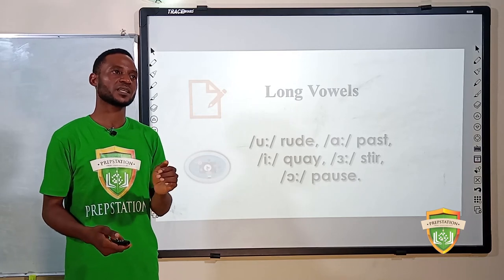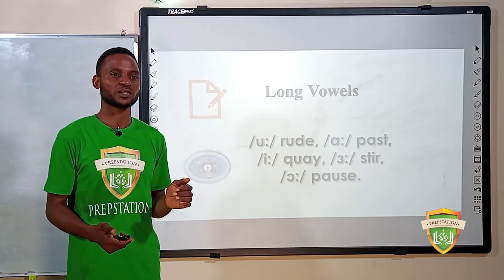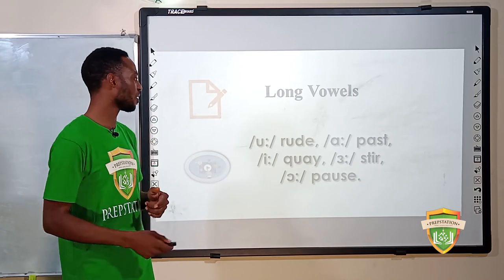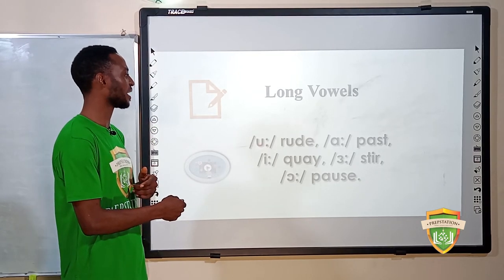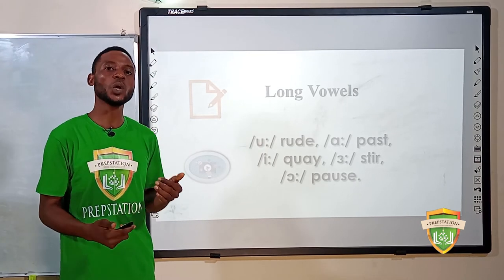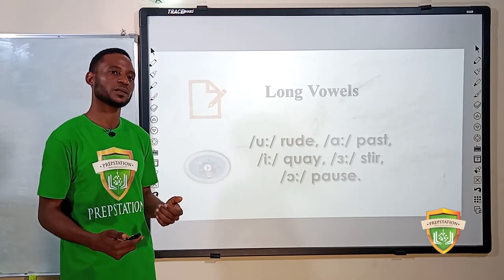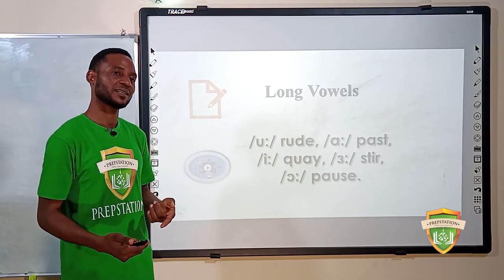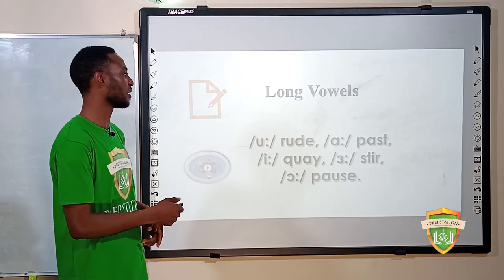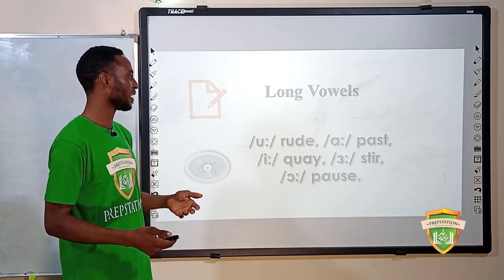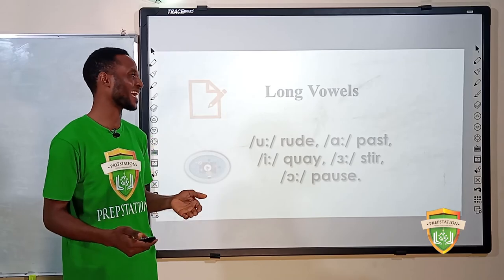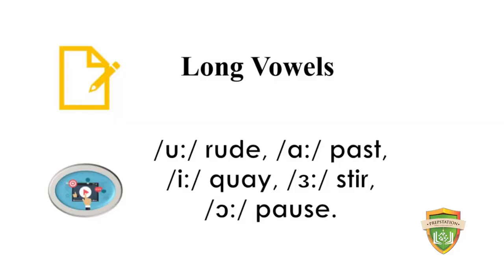For instance, cook, C-O-O-K. It is not this sound that is realized, it's the short one. Look, L-O-O-K. It is not this sound that is realized there. So you have to be very, very careful. And therefore, the long A sound, sometimes you have letter A alone. Sometimes you have A, R. And then a lot of other ones.